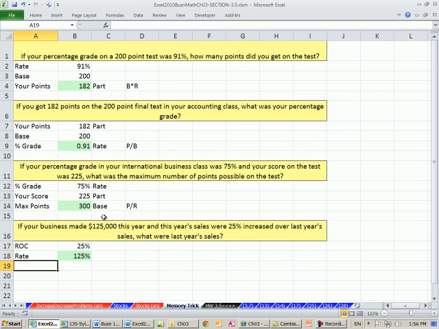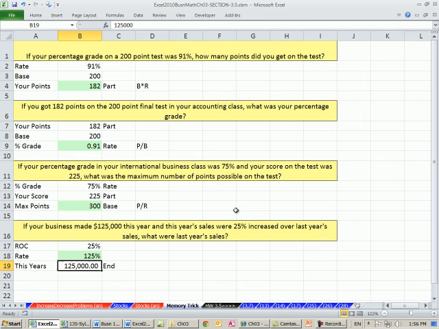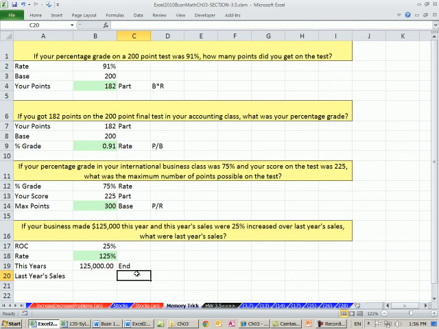So if your business made $125,000 this year, OK, so we know this year's. And remember, this is going through time, increase or decrease. So this year would be end, right? And this year's were 125. We got the rate of change. We got the rate. So what were last year's sales? Ah, so last year's sales. Oh, and that's going to be begin.